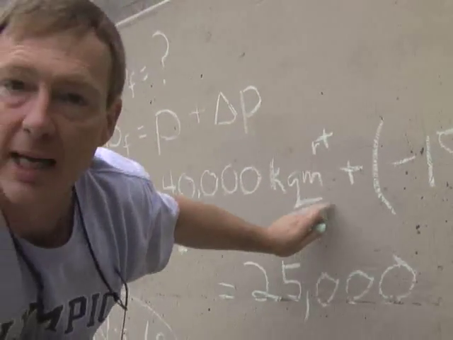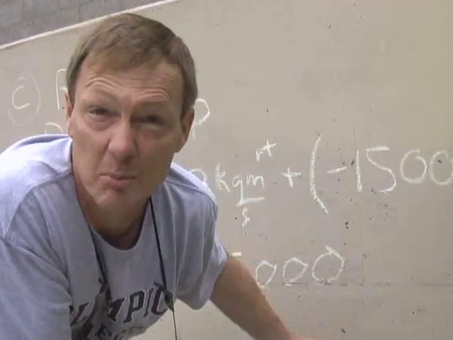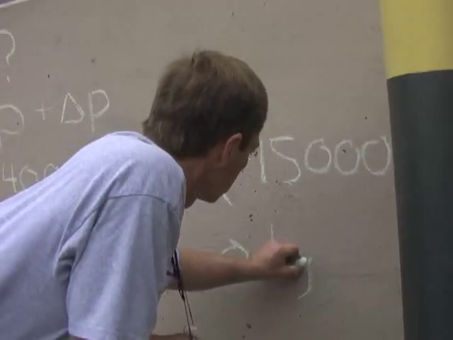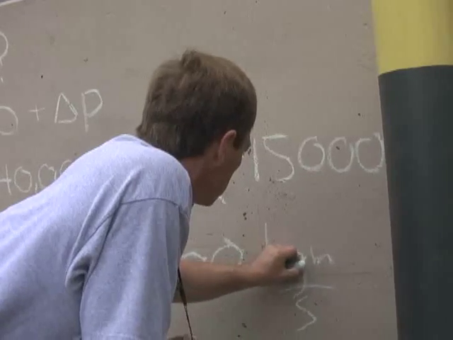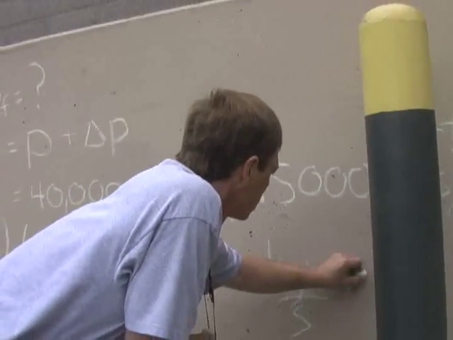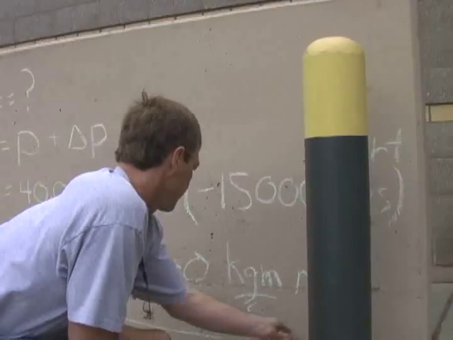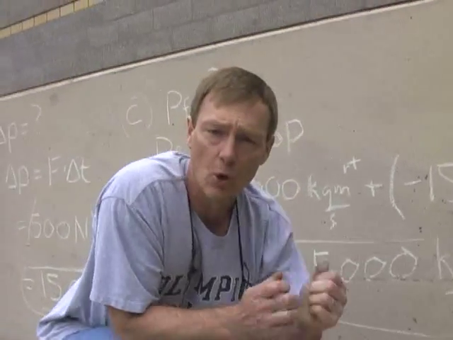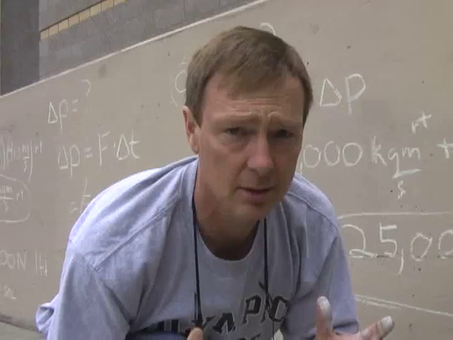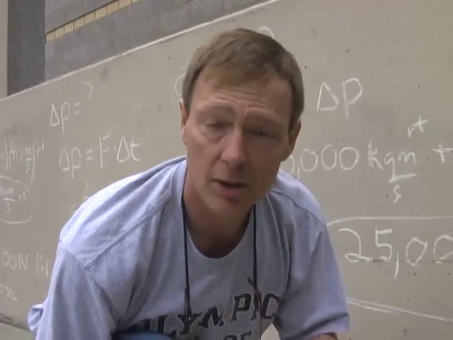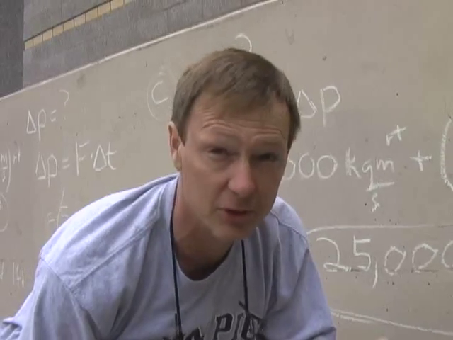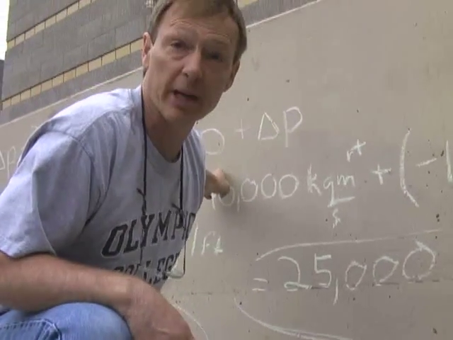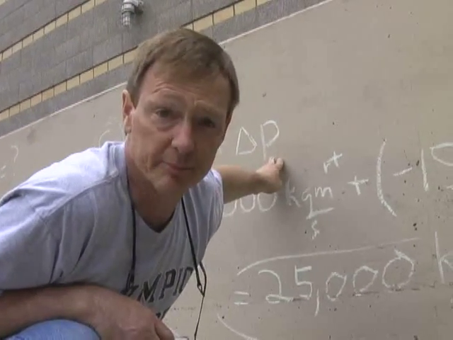I can say kilogram meters per second or newton seconds. Doesn't matter. They're the same units. So I'll write kilogram meters per second, to the right. And that's the final. So if nothing else happened, the momentum would stay the same forever. The only way to change momentum is to apply an impulse. Impulse and change in momentum are the same thing. The final momentum is equal to the original momentum plus the change in momentum.